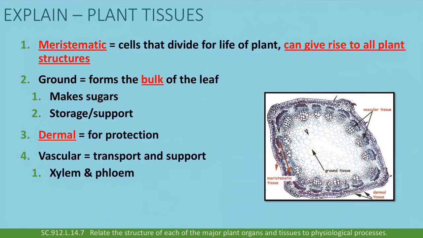All right, so next up, we're going to go over plant tissues. We have four different tissues for our plant. We have what's called meristematic, ground tissue, dermal tissue, and then vascular tissue.